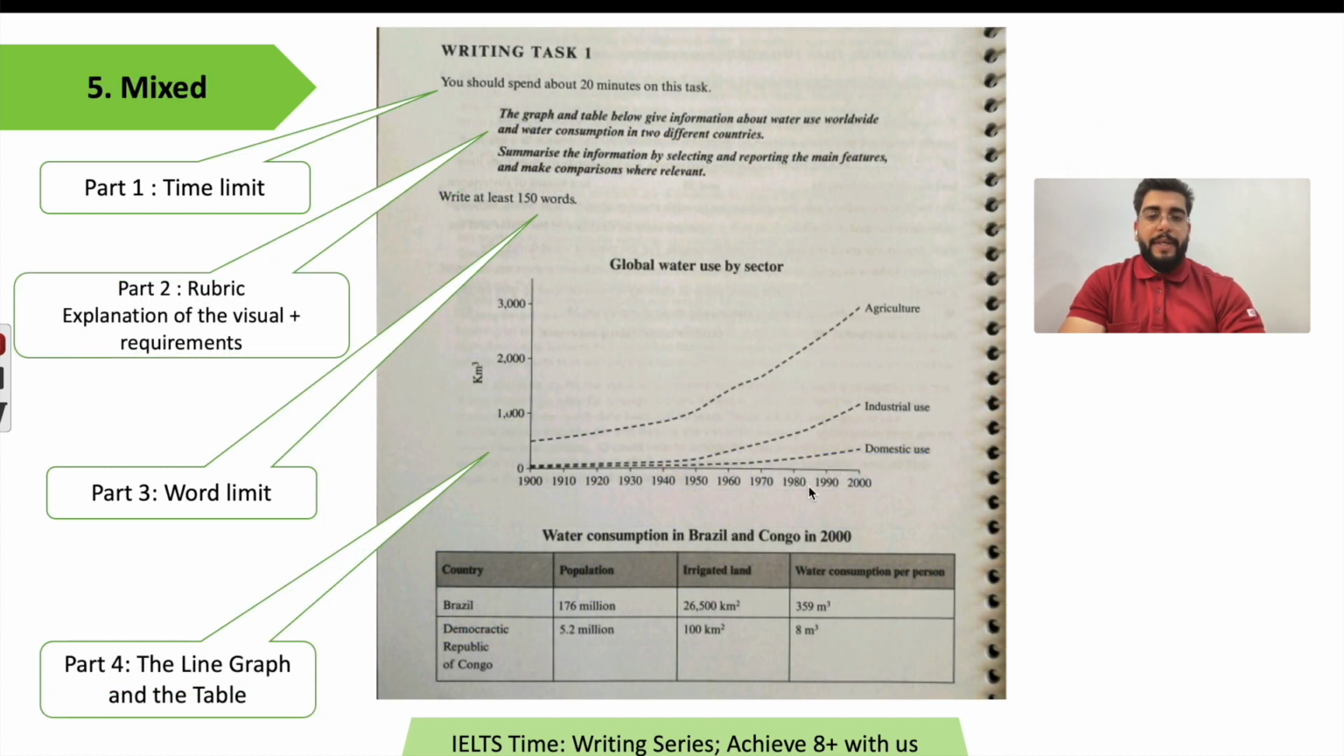This one is mixed, and we call it mixed because you have a line graph and a table. So whenever you have a combination of 1, 2, 3, 4, if you remember the categories, it's a mixed.